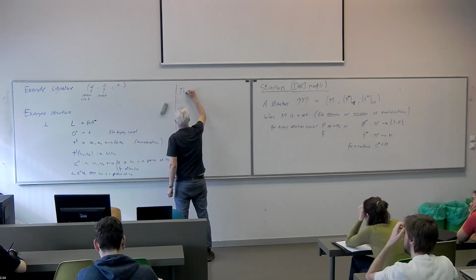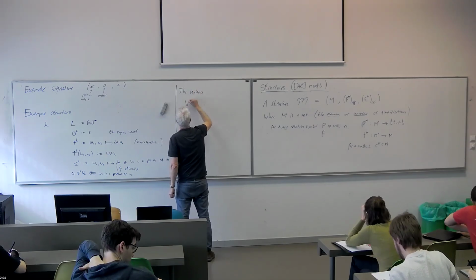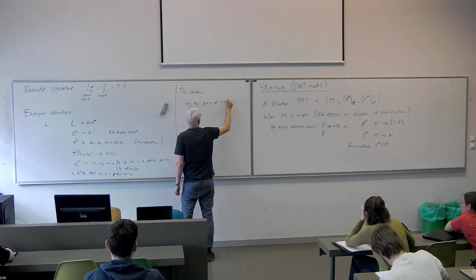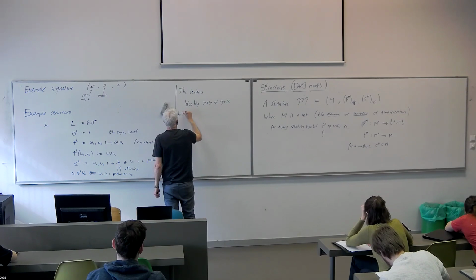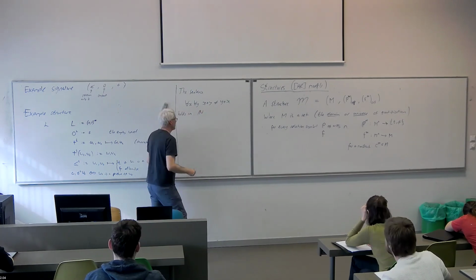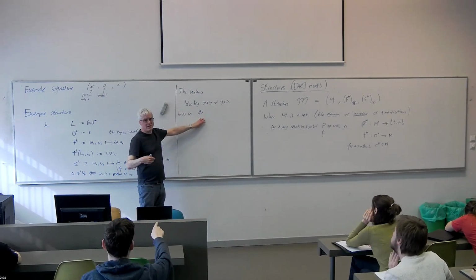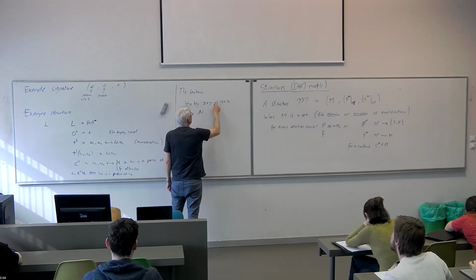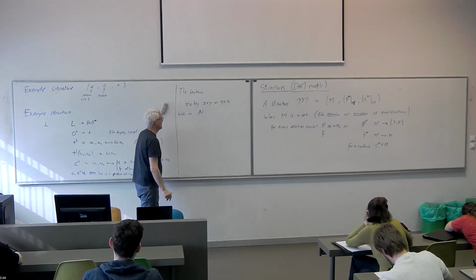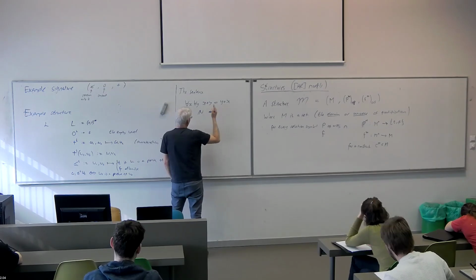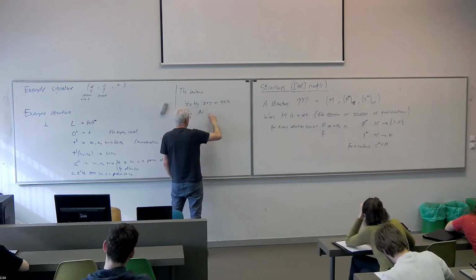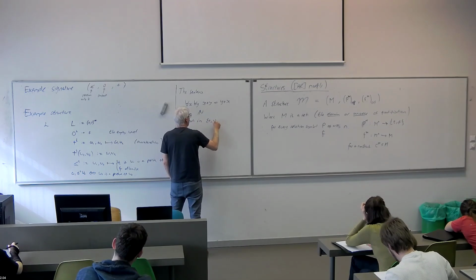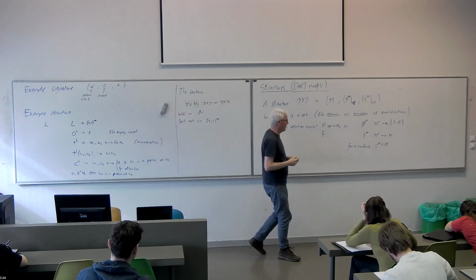So the sentence: for all x, for all y, x plus y is equal to y plus x, holds in the natural numbers. By the natural numbers, I mean the natural interpretation in the natural numbers, but it does not hold in the structure of binary words, 0, 1 star.